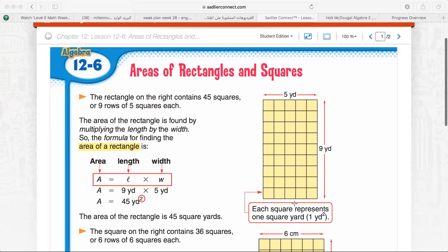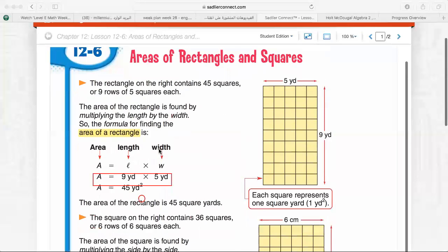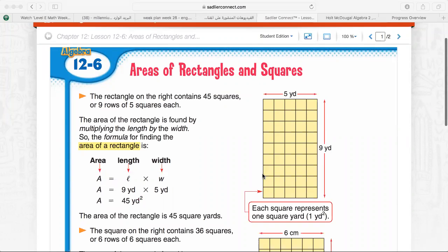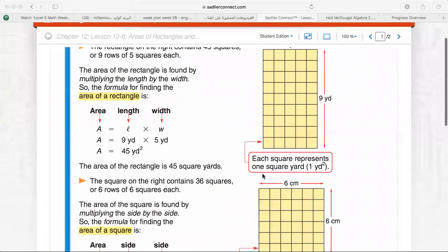Here they wrote a note that each square represents 1 square yard. So that's why, girls, I want to remind you, don't forget to put this too. How do I read it? I say 45 yard squared. Okay? Let's move to the square on the right.